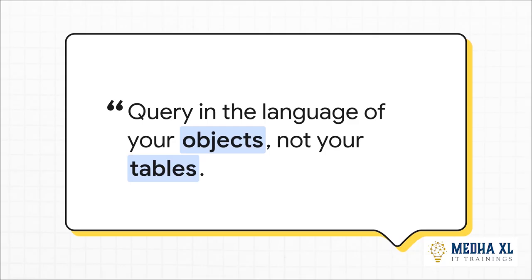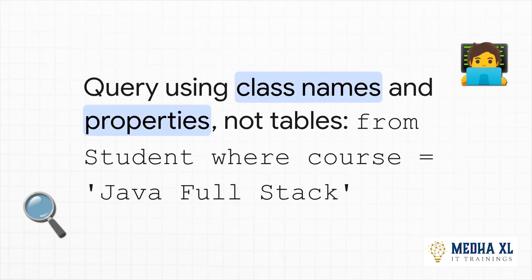Why should a Java developer have to think in terms of SQL tables and columns? With HQL, you get to write queries using your Java class names and property names. Just look at this example. We're not saying select star from students. We're saying from Student. We're referencing the Java class directly. And we're querying the course property of that class. It's way more intuitive, it's less prone to typos, and it's completely decoupled from the actual table and column names in your database.